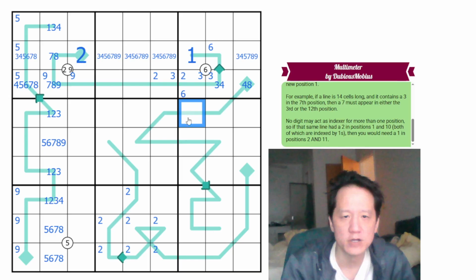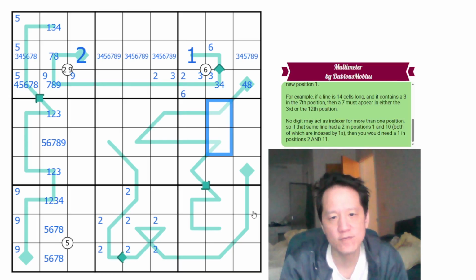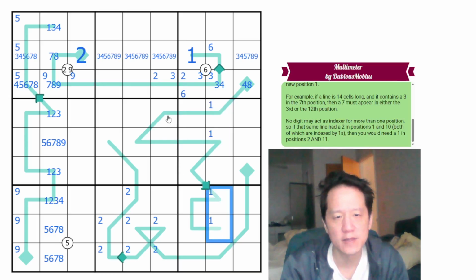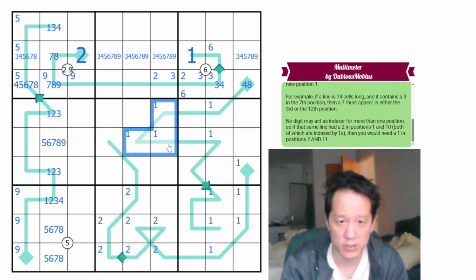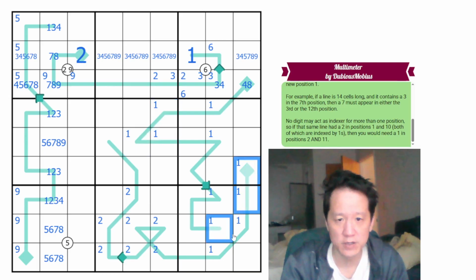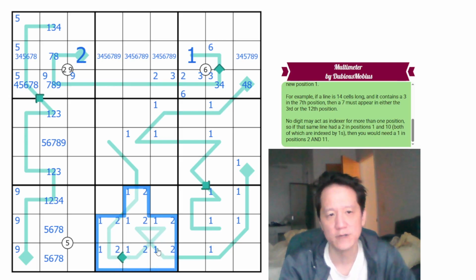So where are the 1s? 1s cannot be here. 1 has to be one of these 4. And then the other 1 has to be one of these 3. Therefore, 1 cannot be here. 1 could be any of these 4 along the lines. And it cannot be here because one of these has to be a 1. So this is a 1 along this, and then we need another 1 in here. So one of these is a 1.